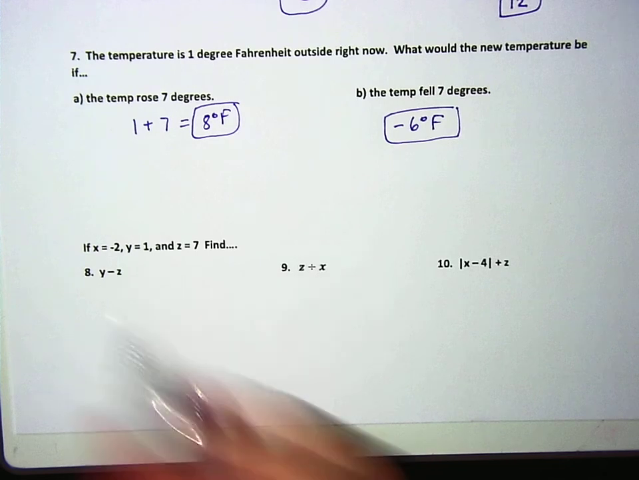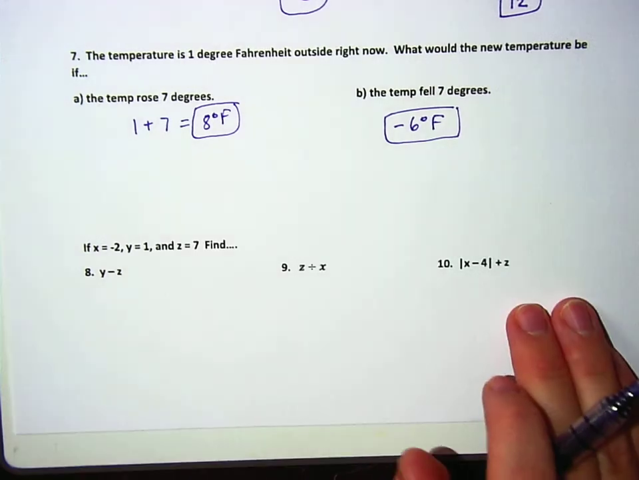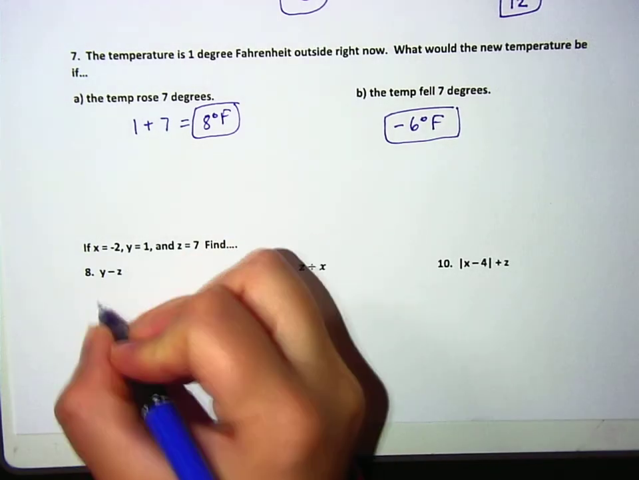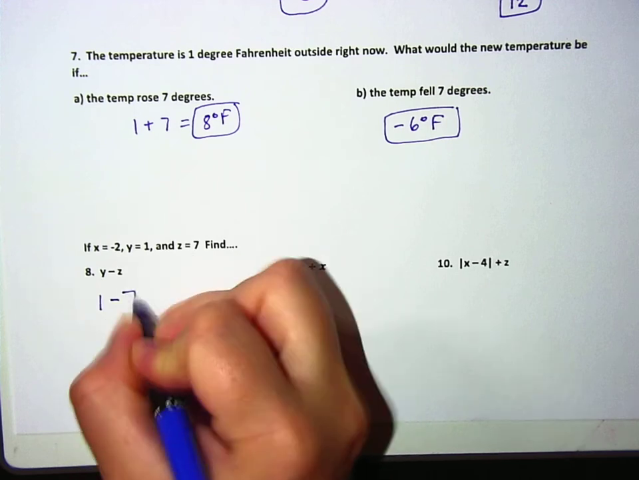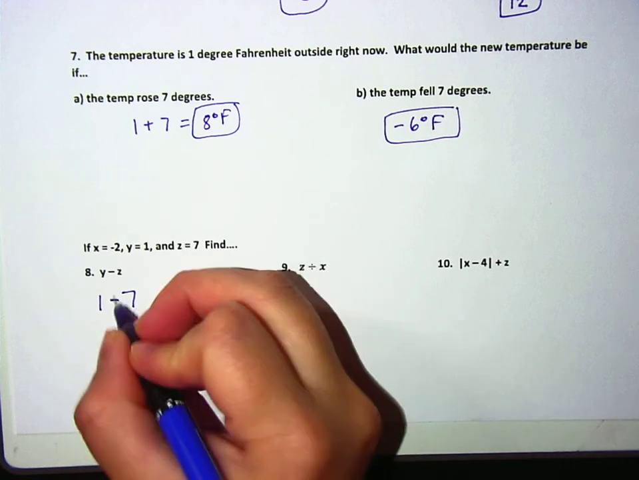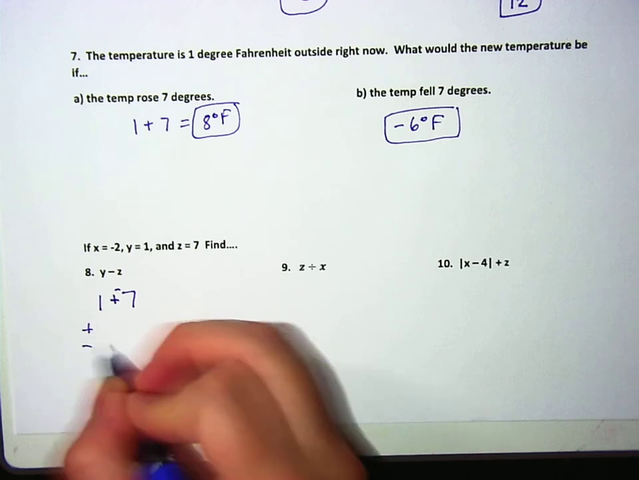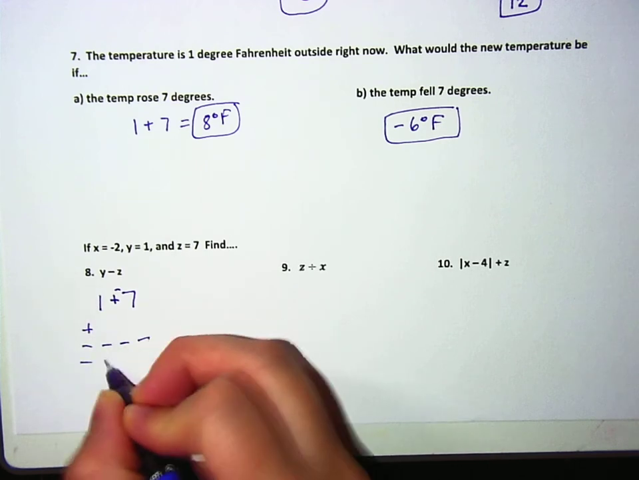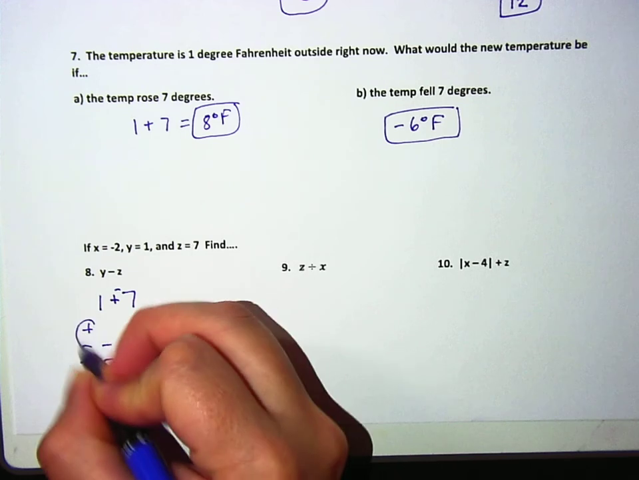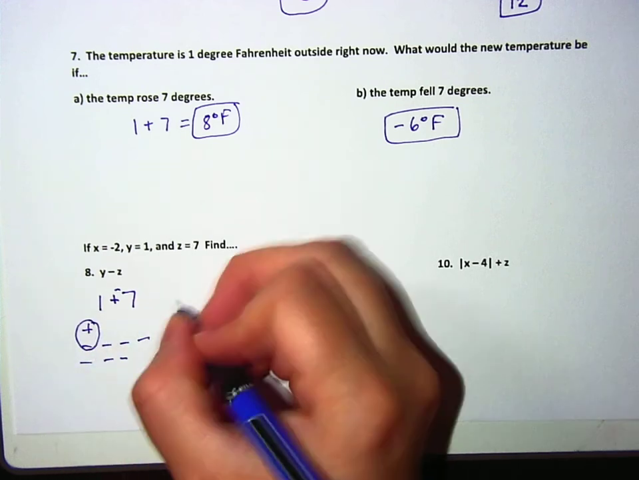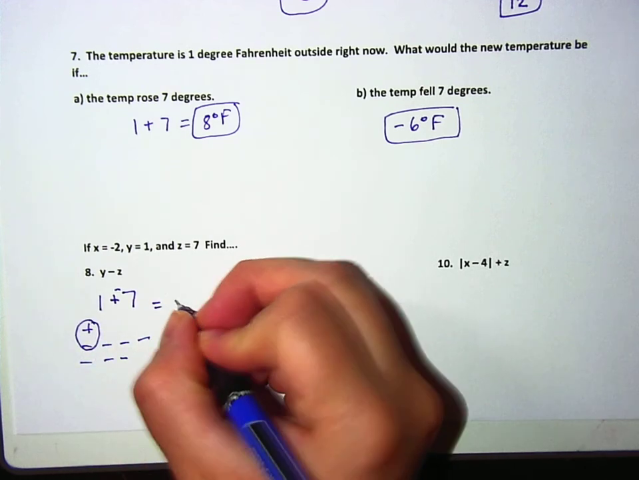All right, and then below, we just have to plug stuff in and simplify. So this would be 1 minus 7, or 1 plus a -7. So we got 1 plus, and we got 7 negatives. A plus and a negative cancel each other out, and we're left with 6 negatives.